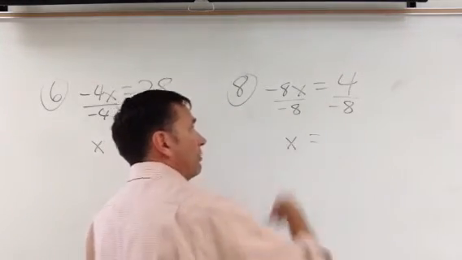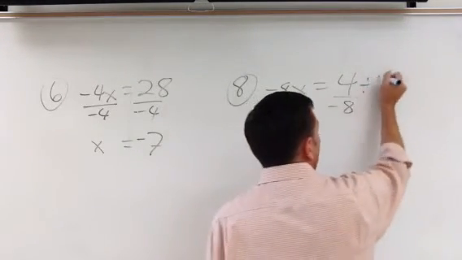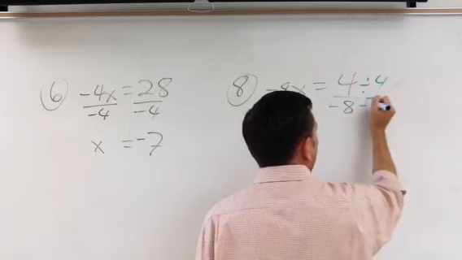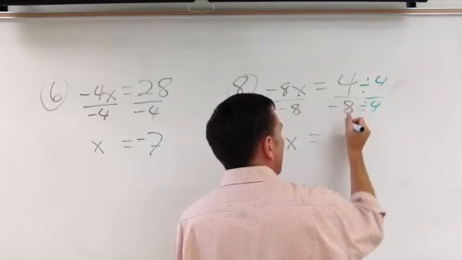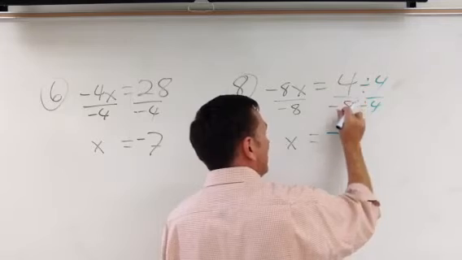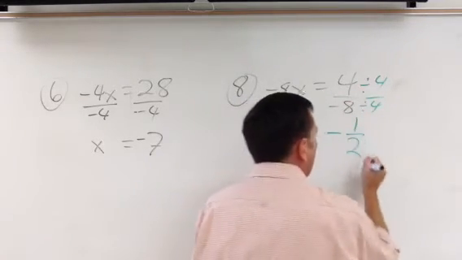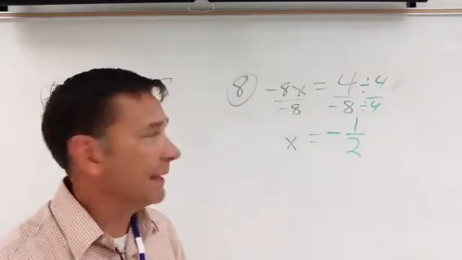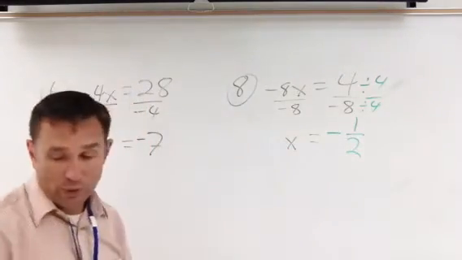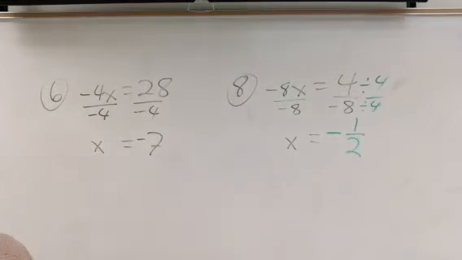I know that 4 goes into both 4 and 8, so I want to divide both top and bottom by 4. And in this case, we get a negative, so positive divided by a negative is negative. And I get negative 1 over 2. It is not negative 2. Do not jump to conclusions on that.